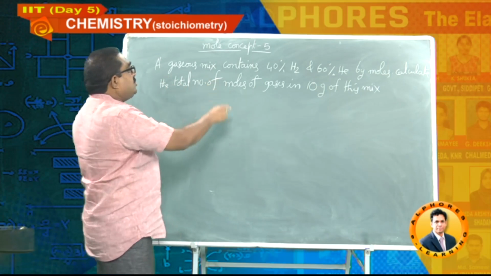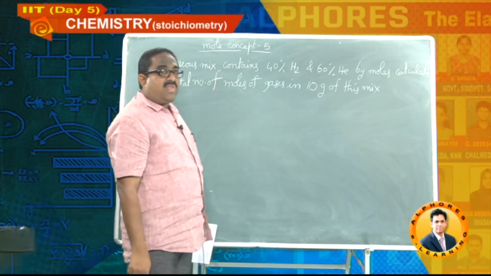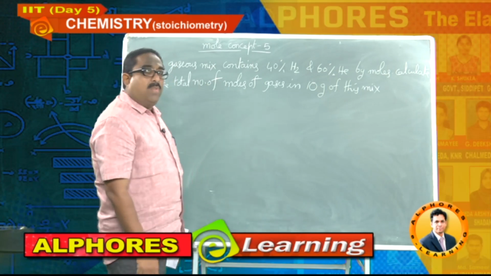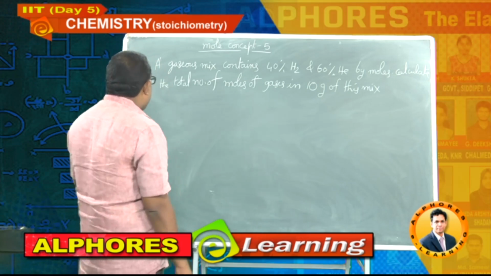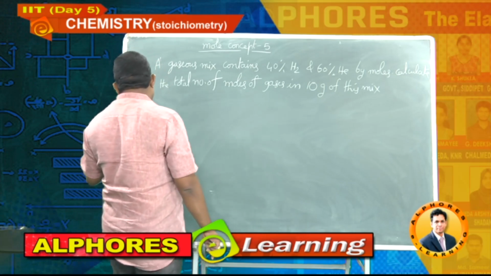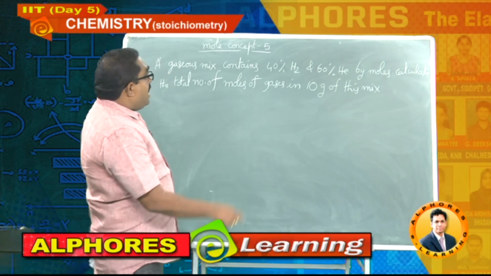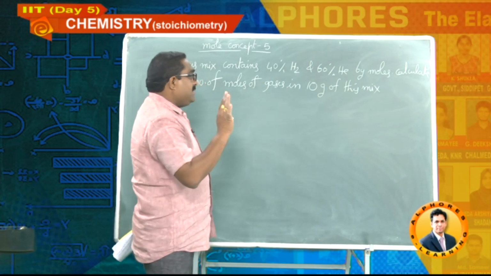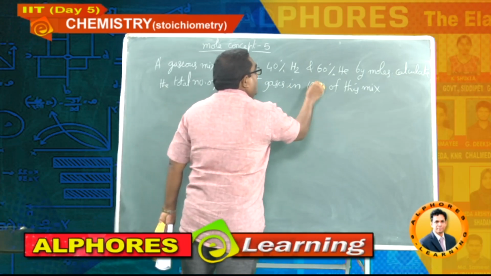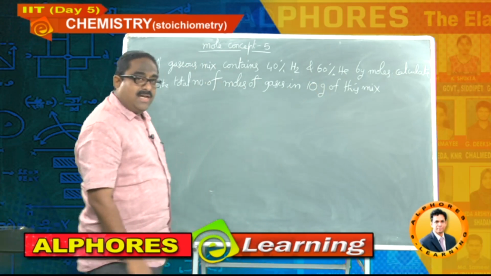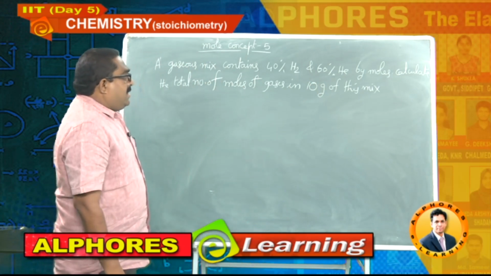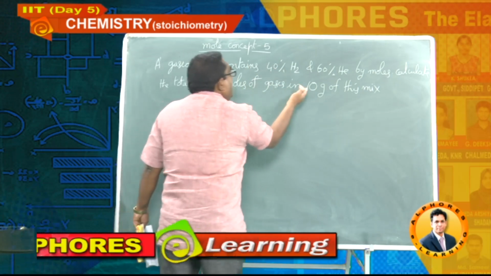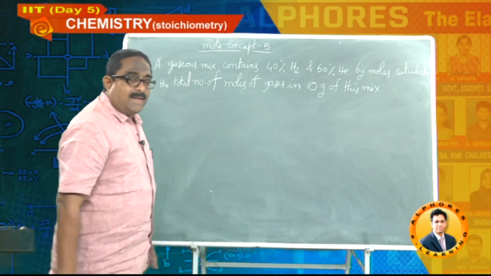First, a gaseous mixture contains 40% hydrogen and 60% helium by moles. Then we have to calculate the total number of moles of gases, means both the gases combined together present in 10 grams of the given mixture to us. So we don't know out of 10 grams how much weight of this and how much weight of this. He has given only mole percent.